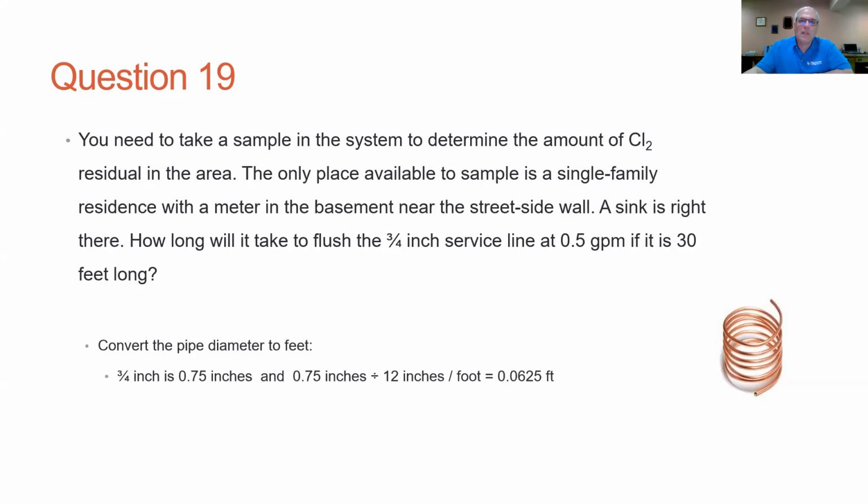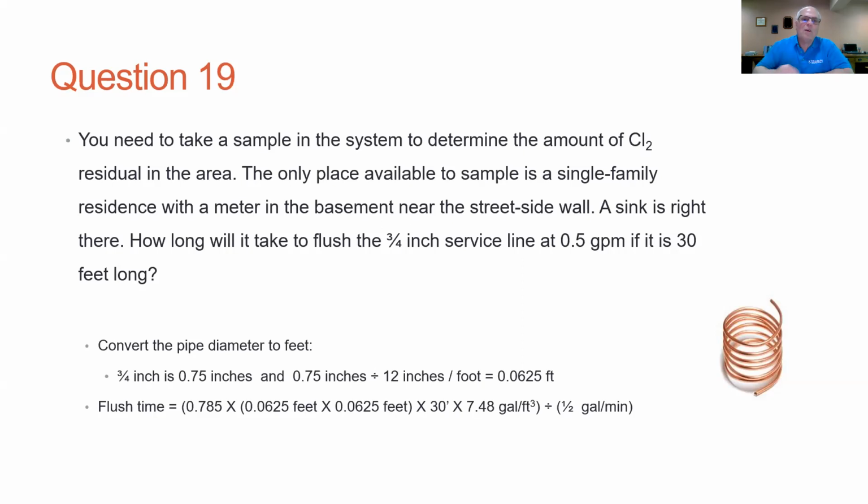That's what the copper service line is. So the flush time would be 0.785 times the volume quantity, which is 0.0625 feet times 0.0625 feet times 30 feet length, and then converting it to gallons by multiplying by 7.48. I'm going to divide all of that by the flow rate of a 1/2 gallon per minute.